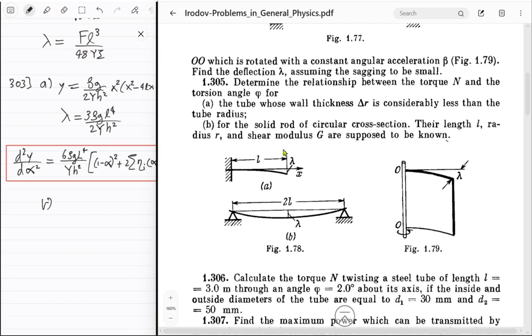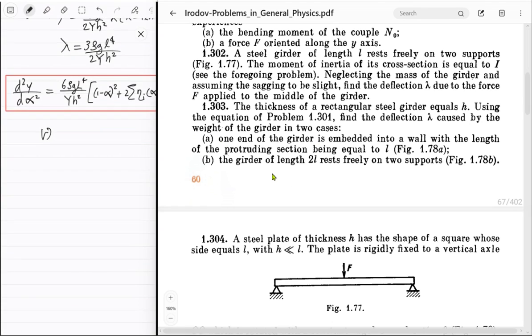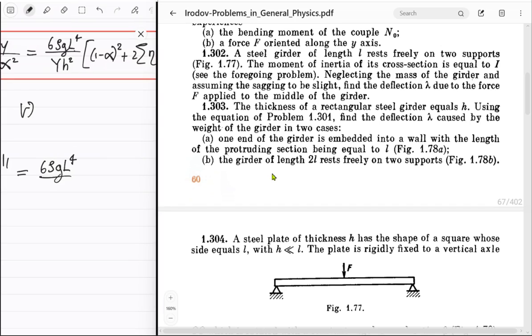1.78b. Okay, that's the thing. You want the deflection caused by the weight of the girder. Fine. So this equation is going to become, I'm just going to use y double dash, even though it's reserved for d squared y upon dx squared, but as long as we know the context, we can't get confused. It's equal to 6 rho g L power 4 upon Young's modulus. And L is just equal to 2 small l, by the way. So 2 power 4, which is 16, times 6, so 96 rho g.